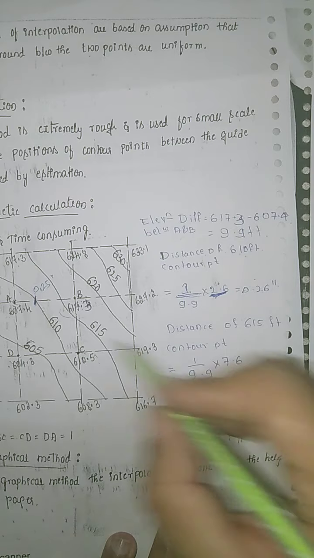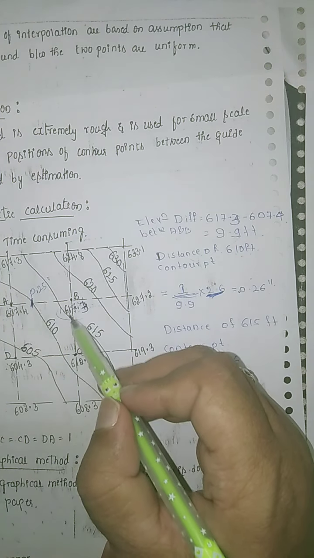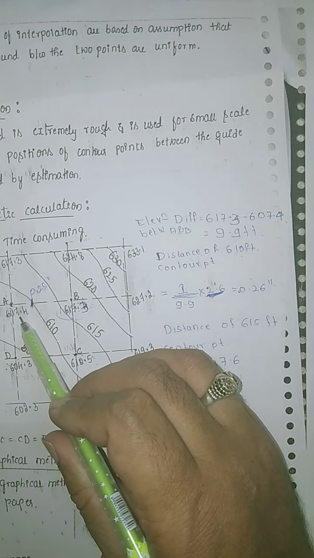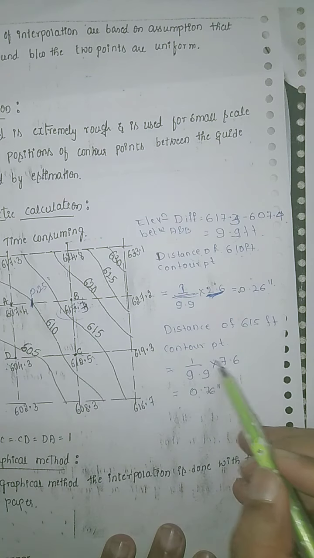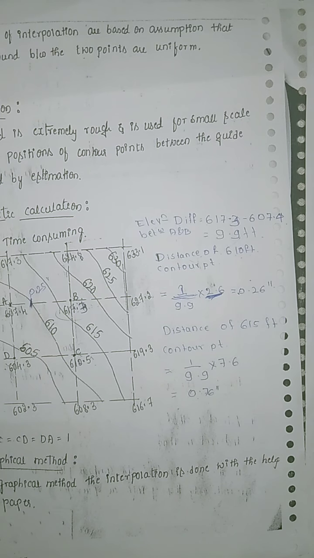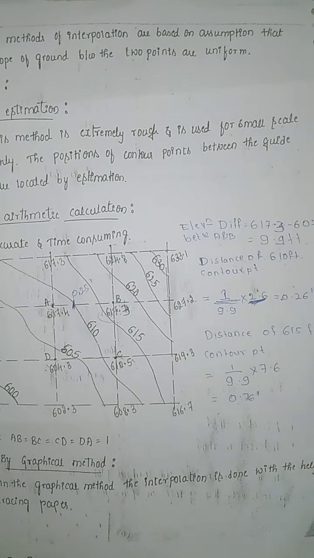You will take the difference in elevation between A and B, that is 9.9 feet, and the difference between 617.3 and 607.4, right? It is 7.6. So you multiply it and draw it. So this is how you will be drawing. Having the arithmetic calculation, you can do the interpolation. So similarly from A to B you have done.